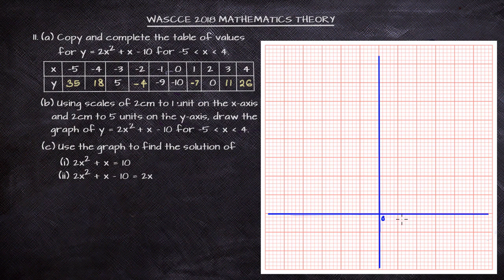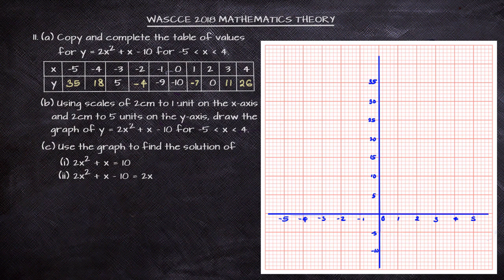So now I've noticed that my center coordinate should be towards the base of the graph, such that I will have space up, and then I can label 2 cm to 1 unit on the x-axis. That's why I have a gradation of 1. But on the y-axis, it is 2 cm to 5 units. So I have gradations of 5 on the y-axis.